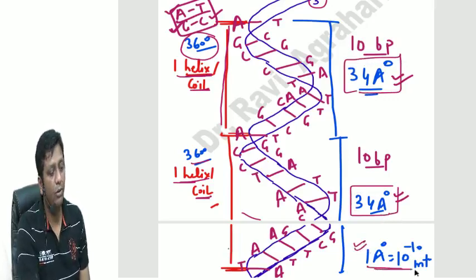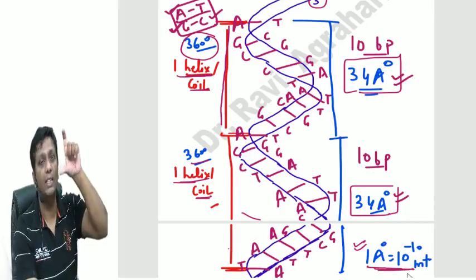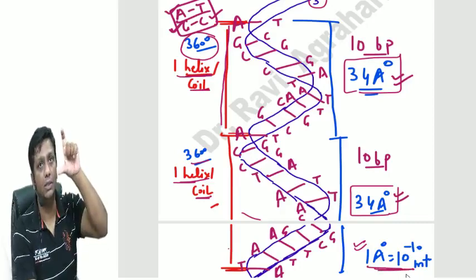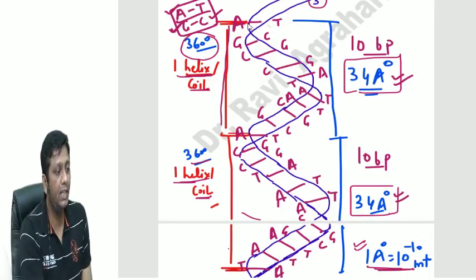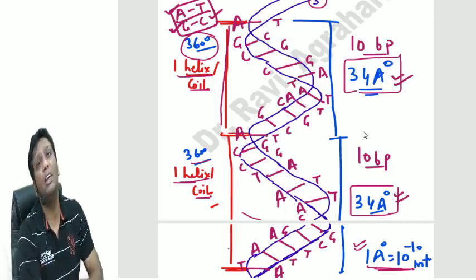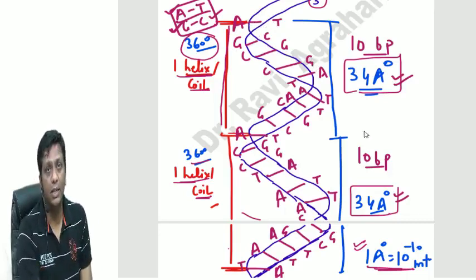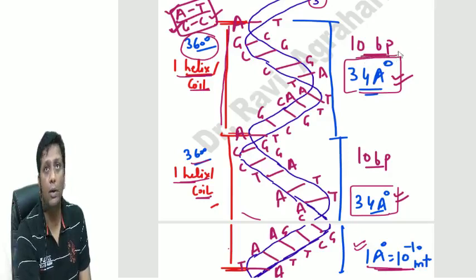I hope you know this much mathematics and physics: 1 angstrom is equal to 10 to the power minus 10 meter. That way, one helix distance is 34 angstrom. Similarly, the next helix has the same. And in this DNA, base pairs are present. Which base pairs? A binds with T, G binds with C, C binds with G. Any base pair sequence you can write, but the total number of base pairs will be 10.